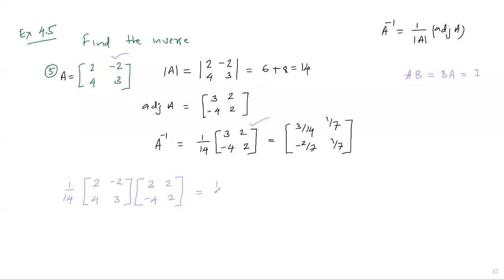So this is equal to 1 by 14, placed like this. Then we multiply. We can multiply because this is 2 by 2 and this is also 2 by 2. The number of columns of the first matrix is equal to the number of rows of the second matrix, and you will get a 2 by 2 matrix. So it will be A11, A12, A21, A22. First row into first column: 2 into 3, 6, plus minus 2 into minus 4, 8. First row into first column is done. Now first row into second column: 2 into 2, 4, plus minus 2 into 2, minus 4.